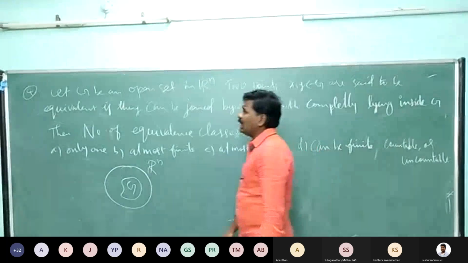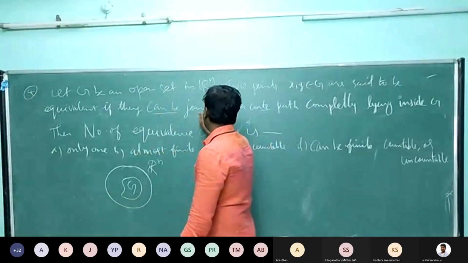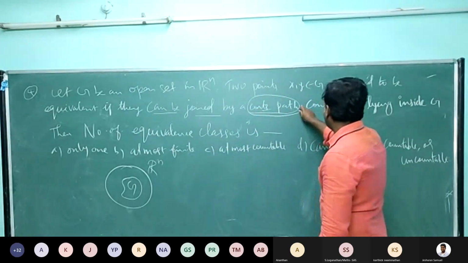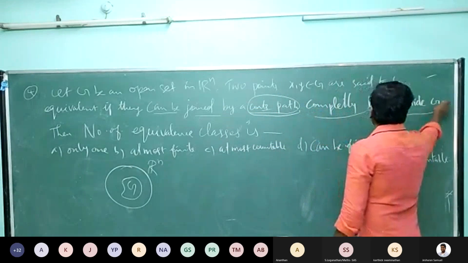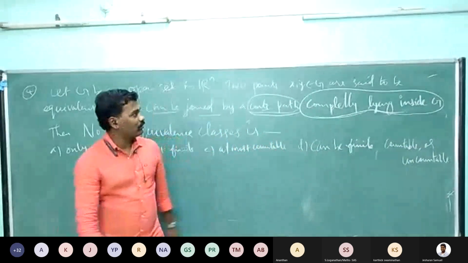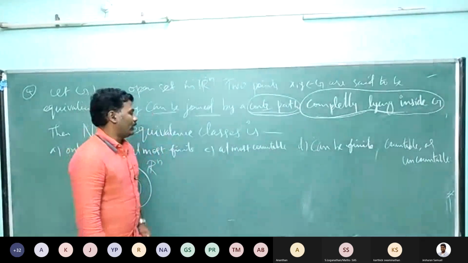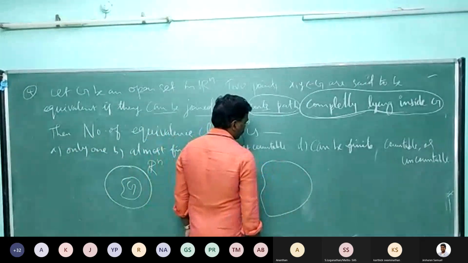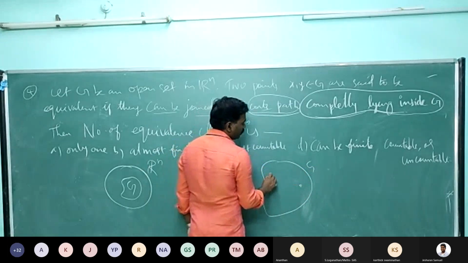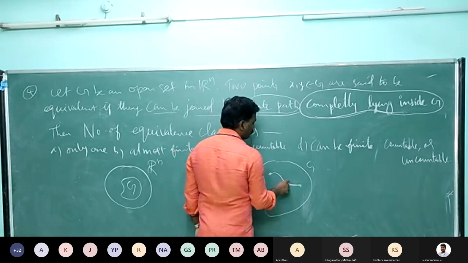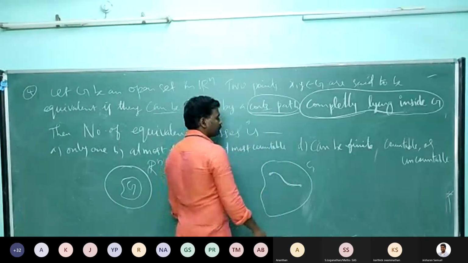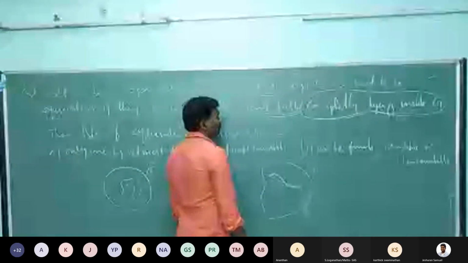Two points x, y in G are said to be equivalent if they can be joined by a continuous path completely lying inside. That is a very strong, powerful word. For example, this is our set G. Given any two points, you can find at least one continuous path, and the path is completely contained in G. That is the meaning.